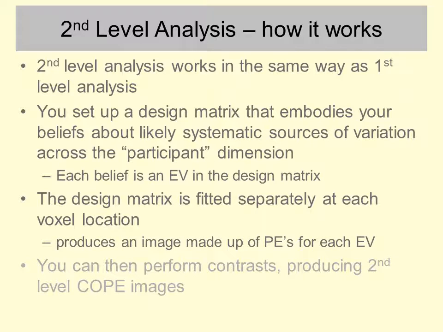Just like in the first level analysis, we're using a mass univariate approach. The design matrix is fitted separately at each voxel location, and that fitting will result in parameter estimates for each of the explanatory variables at each voxel, just like it did at first level. And then once again, if you have more than one explanatory variable at the second level, you might perform contrasts such as 1 minus 1 at the second level, or you might just produce versus baseline contrasts, producing second level cope images.